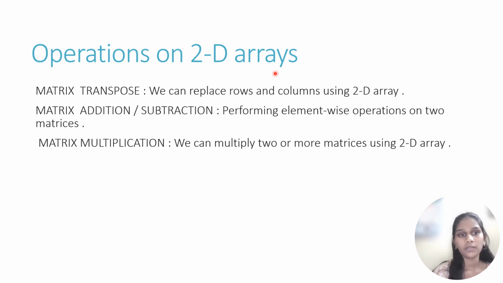Operations on 2D array. 2D array is used to perform transpose, addition, subtraction, and also multiplication for matrix, where matrix transpose is where we can replace rows and columns using 2D array. Matrix addition and subtraction indicates performing element-wise operations on two matrices. Matrix multiplication. We can multiply two or more matrices using 2D array.